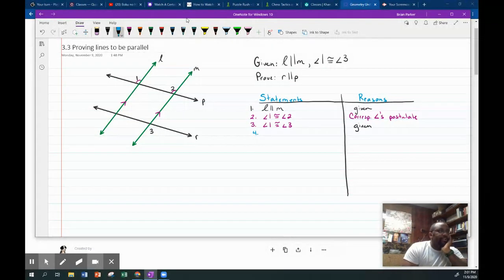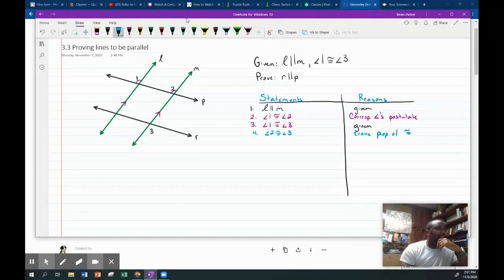If angle 1 is congruent to angle 2 and angle 1 is also congruent to angle 3, then we can say that angle 2 is congruent to angle 3. That's the only matchup we haven't made yet. And why is that? Well, that's the transitive property. Oops, I forgot that. Transitive property of, now this is of congruence, not equality, of congruence, because it's obvious since it says congruent. Okay, transitive property of congruence.